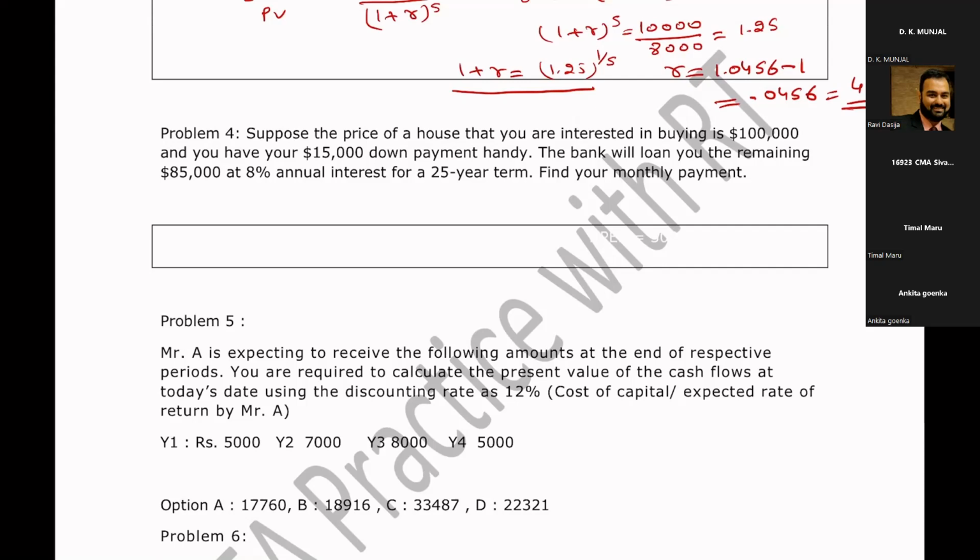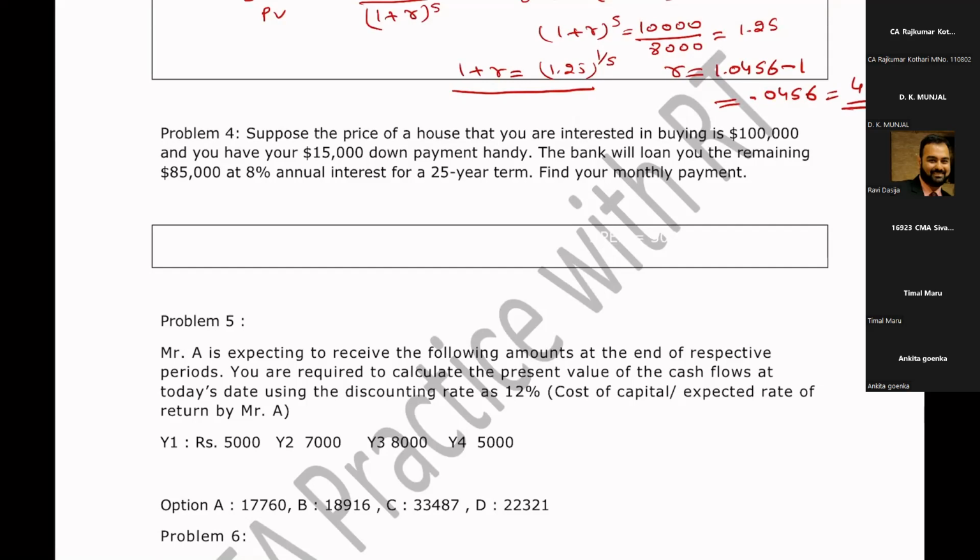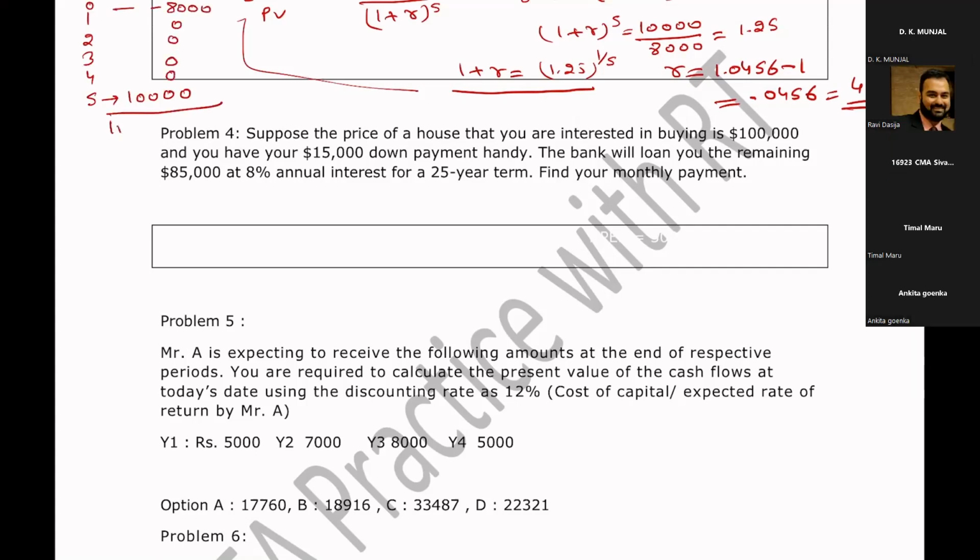If you are going to calculate by IRR also, then you have to take year 1, 2, 3, 4, 5. At year end 5, you will get 10,000. At 0, you will get minus 8,000. Balance will be 0. Then you have to calculate the IRR in Excel. You will get the same answer of 4.56%.